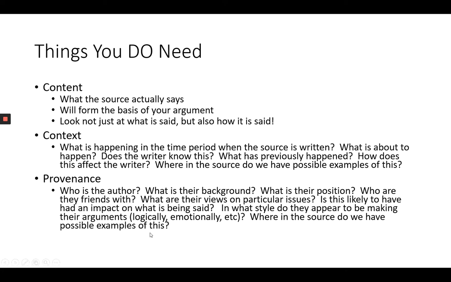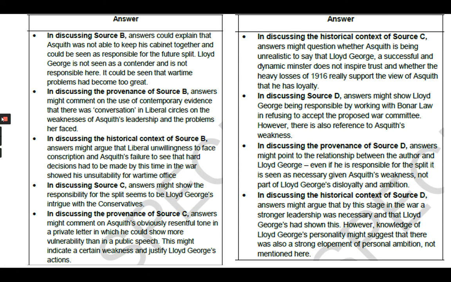Context, however, is different. Context is stuff outside of the source that is happening, but which the source is probably aware of. What is happening in the time period when the source is written? What is about to happen? Does the writer know that this is about to happen? What has previously happened? How does this affect the writer? And where in the source do we have possible examples of this? Look at the context here. Discussing the historical context of B, answers might argue that liberal unwillingness to face conscription and failure to see that hard decisions had to be made.